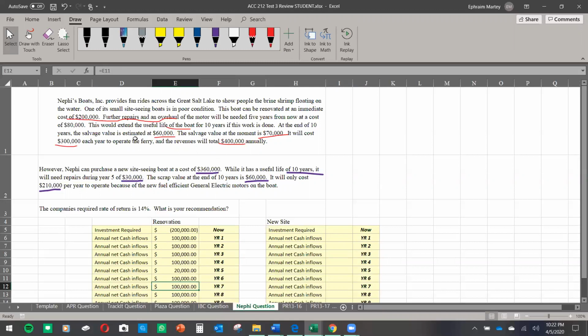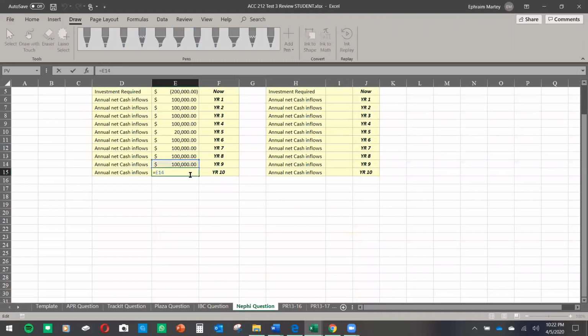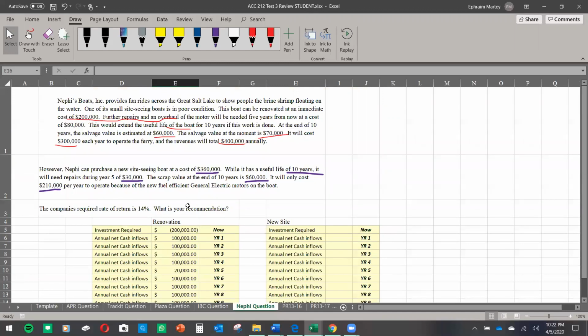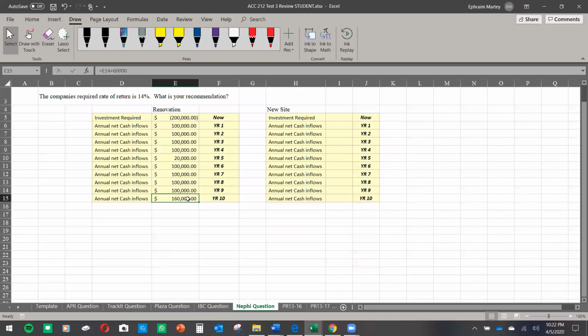At the end of the 10 years, the salvage value will be 60,000. So at the end of the 10 years, the company will have 60,000 when they get rid of the machine. That's the salvage value. So plus 60,000, that is 160,000 cash inflow at the end of 10 years. Did you see how we did that? So we have the investment, everything will be 100,000 cash inflow, but in the 5th year we will spend 80,000. That will reduce our cash inflow, and then the salvage value of 60,000 will increase our cash inflow.